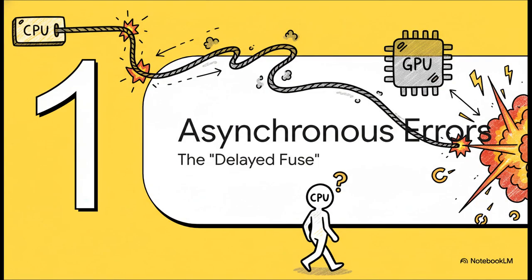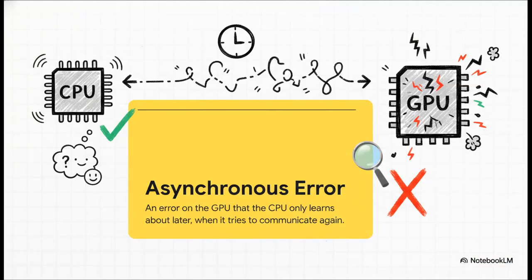To figure this out, we have to get our heads around asynchronous errors. The best way to think about this is like a delayed fuse. The CPU lights the fuse on the GPU and then just walks away, completely oblivious to the fact that a bomb is about to go off. So here's the deal. An asynchronous error is one that happens on the GPU hardware, the device, long after the CPU, the host, has given it the command and moved on. They work on their own schedules, you see. So the CPU is just happily chugging along, running its own code with zero idea that a catastrophe has already happened over on the GPU.